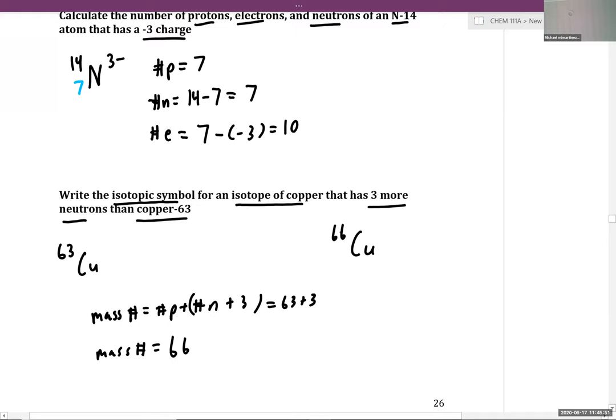Remember, the number of neutrons only affects the mass number. The number of neutrons does not affect the atomic number or the charge. Does that make sense to everyone? Okay, so everything's the same except for the mass? Yes, because the number of neutrons only affects the mass number. Any other questions on this example?